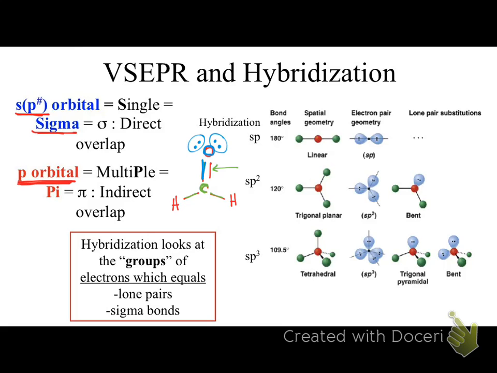What if it was positive, so you lost one? So if we had a positive, let's just clean everything off. Actually, might as well stick with this. Okay, we'll leave off the lone pair for the moment. If you have a positive oxygen, how many groups of electrons are around that?